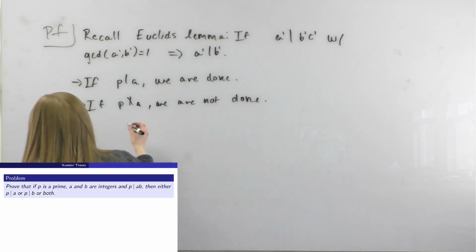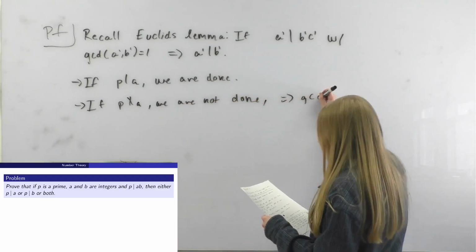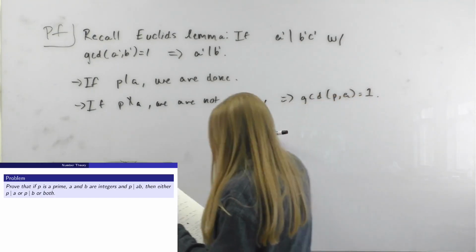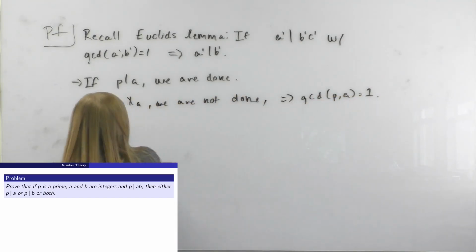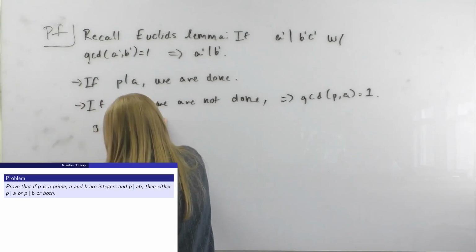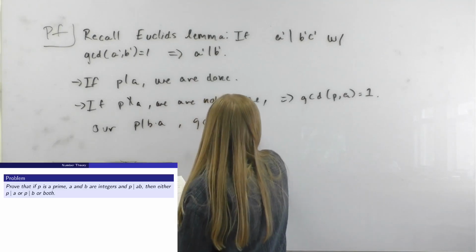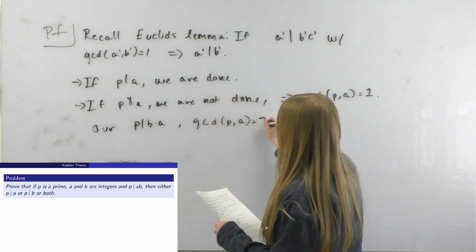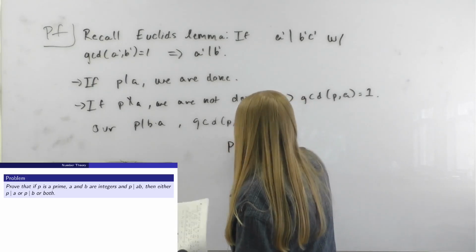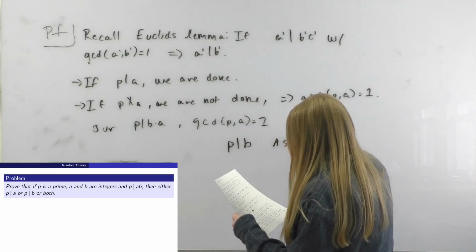Okay, but what we do know, if p does not divide a, then the GCD of p and a is 1. So our two pieces work together here to get to our goal. So we know that p divides b times a, and the GCD of p and a is 1. So by our lemma up here, we see that p divides b.